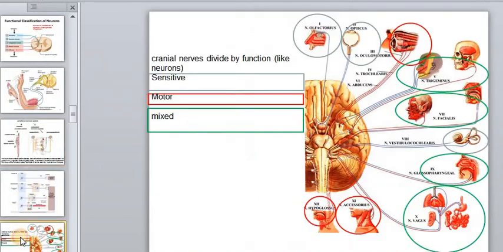So let's start with the cranial nerves. Cranial nerves are motor, sensory or mixed neurons that bring motor and sensory messages to and from the face, neck, and even shoulders, as well as many internal organs such as the heart, lungs, and gastrointestinal tract. I made them with different colors.